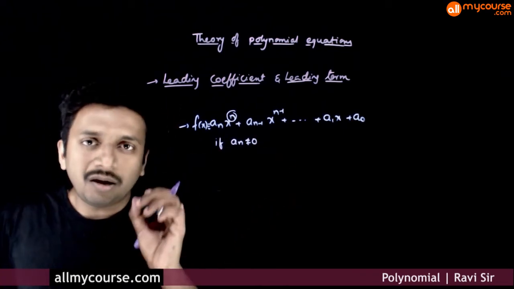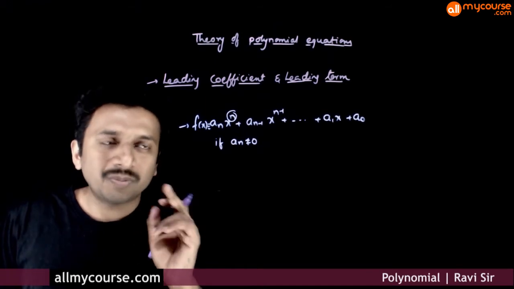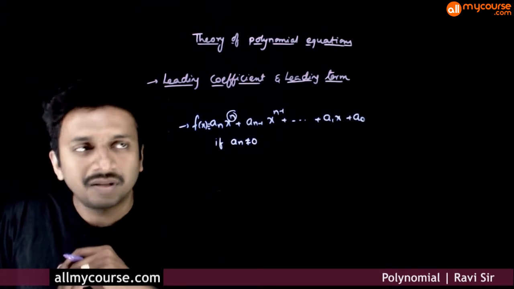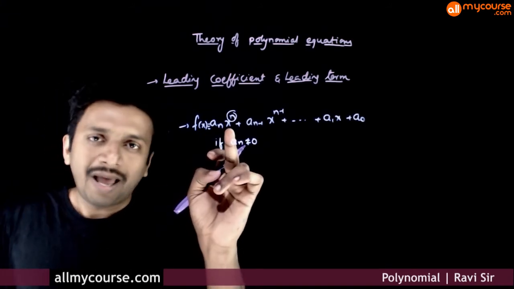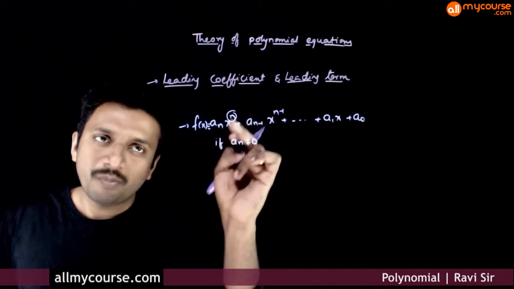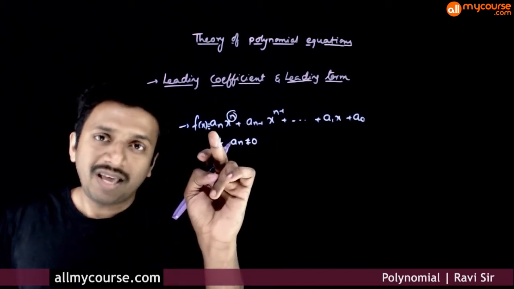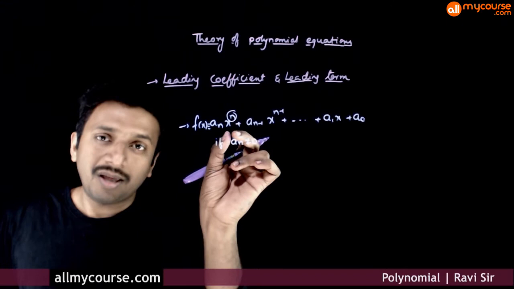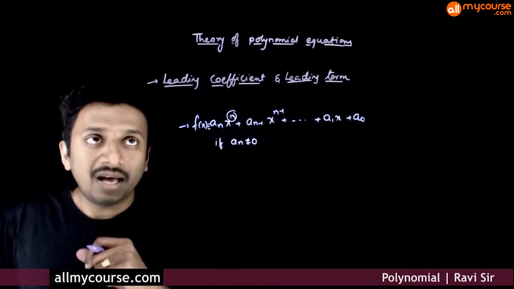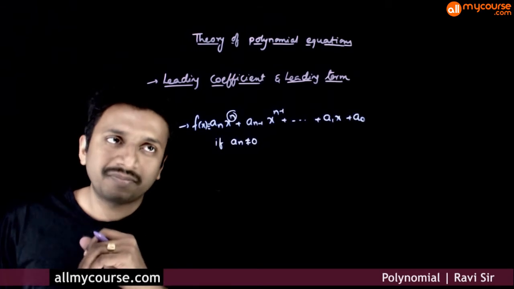The degree of the polynomial is the highest power of x present in the polynomial whose coefficient is non-zero. So if an is non-zero, x power n will be the highest power of x present in this polynomial. Hence, an not equal to 0 implies that this is a polynomial of degree n. Now, what is the leading coefficient?